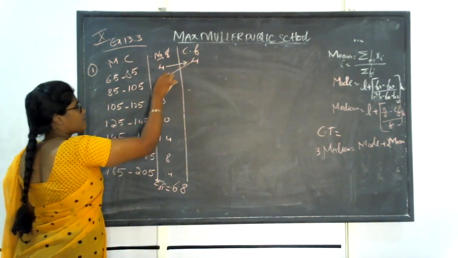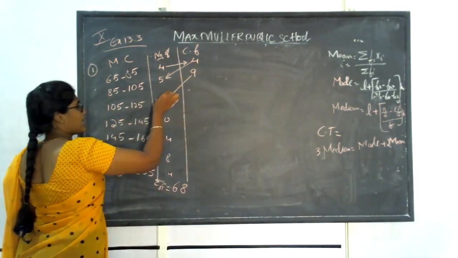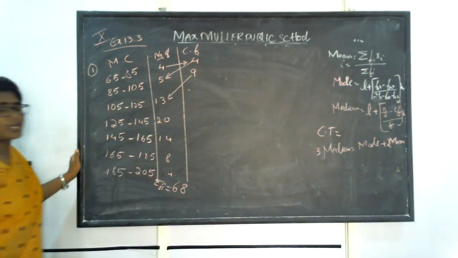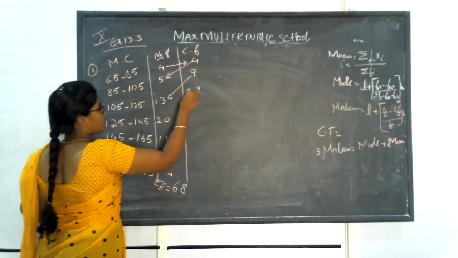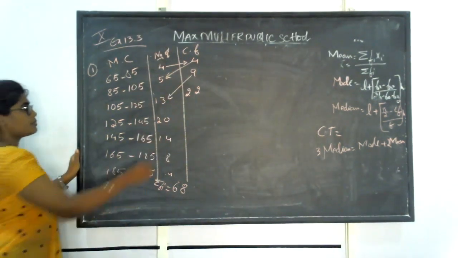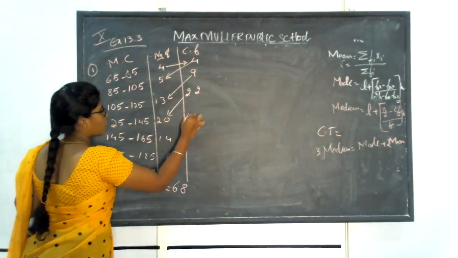Then 4 plus 5. 4 plus 5 is how much? 9. Correct? Then again, 9 plus 3 is 12. Correct? Then 12 plus 10 is 22. Then 22 plus 20. 22 plus 20 is how much?